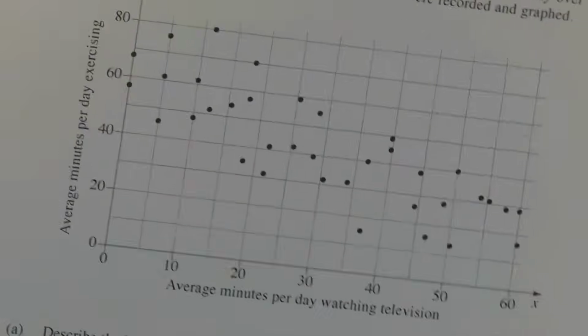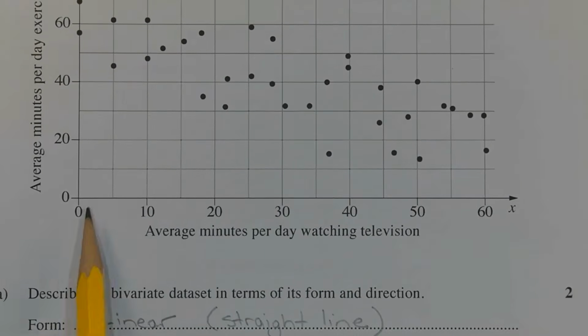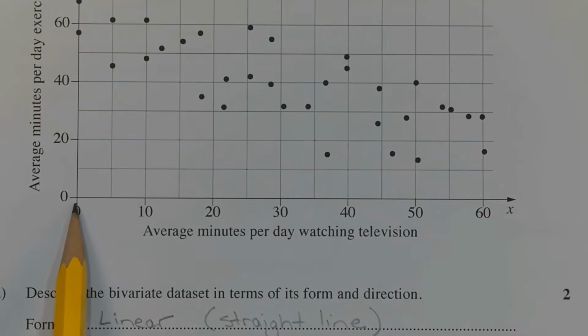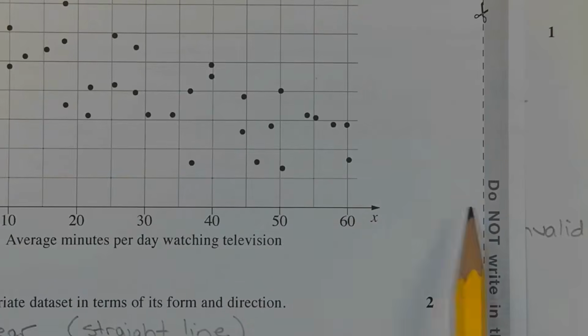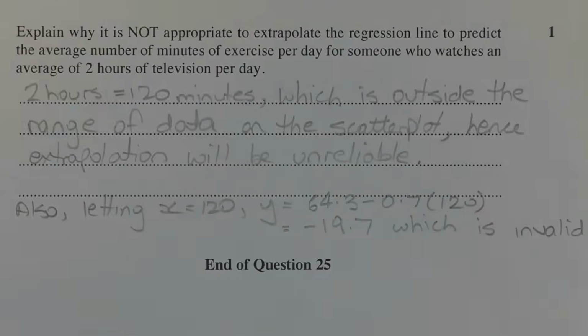Now going back to the scatter plot, the x-axis represents the amount of time watching television. And we can see that the values are from 0 to 60. There are no points on the scatter plot which correspond to values of x greater than 60. So it's outside the range of data on this scatter plot. And I've written that here. So it's outside the range of data on the scatter plot, hence extrapolation will be unreliable.